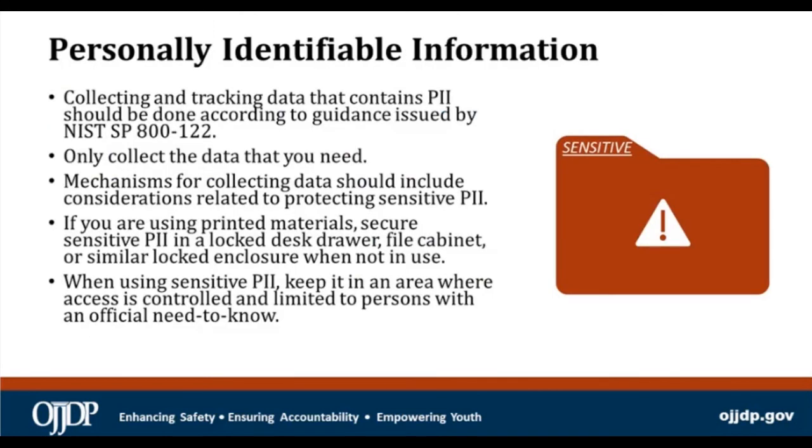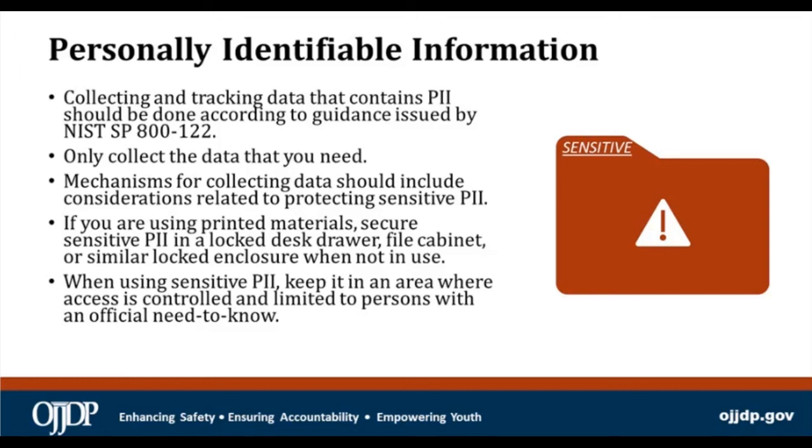Collecting and tracking data that contains personally identifiable information, also known as PII, should be done with consideration towards the Privacy Act of 1974. Broadly stated, the purpose of the Privacy Act is to balance the government's need to maintain information about the individual with the right of the individual to be protected against unwarranted invasion of their privacy. In accordance with this act, you want to collect only the data you need. If you are using printed materials, keep sensitive PII in locked desk drawers, file cabinets, or similar locked enclosures. And when using sensitive PII, you want to keep it in an area where access is controlled and limited to persons with an official need to know.